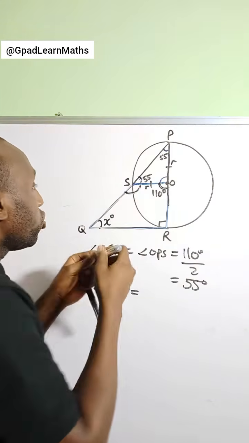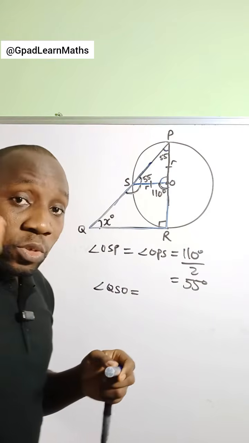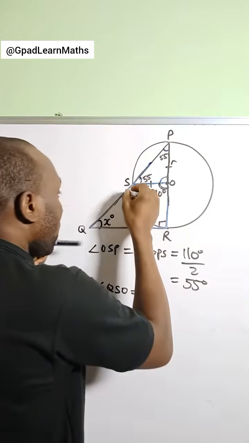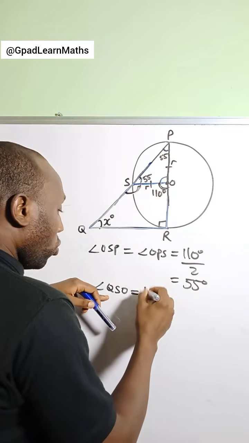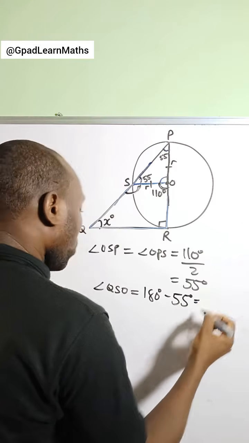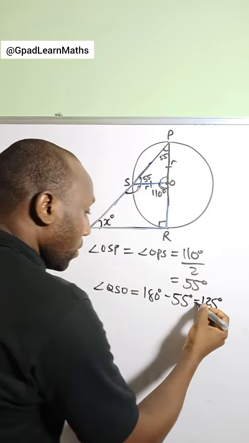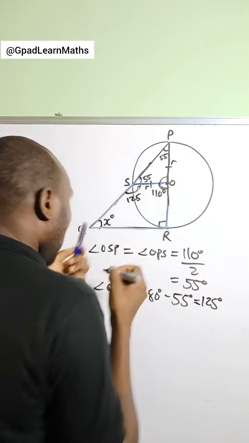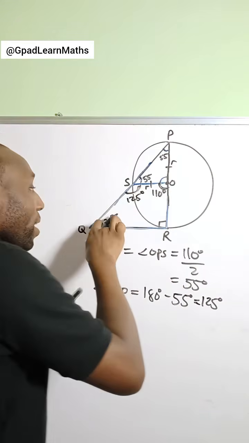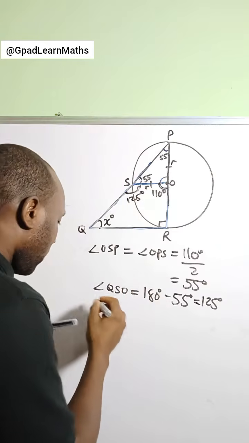This is a straight line. Can you see? And the sum of angles on a straight line is 180. So to get this other angle here, that's QSO, you have to do 180 degrees minus what? 55 degrees, which is equal to what? 125 degrees. Very good. So this is 125. Now we have all the angles apart from x in this quadrilateral. We can easily get the value of x.